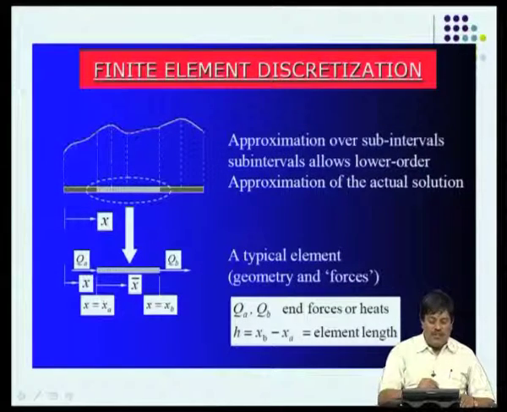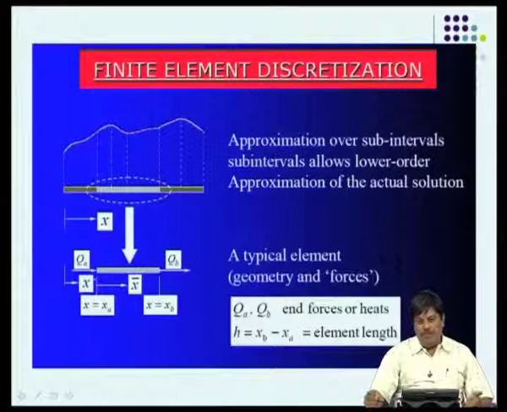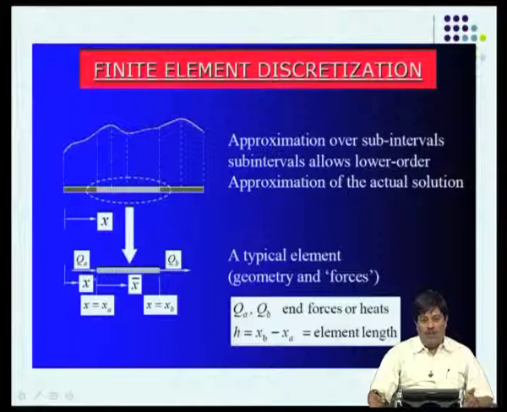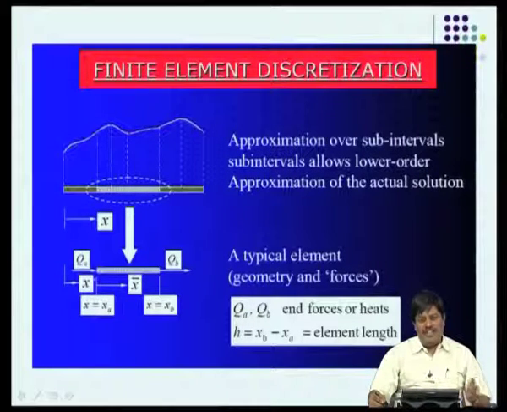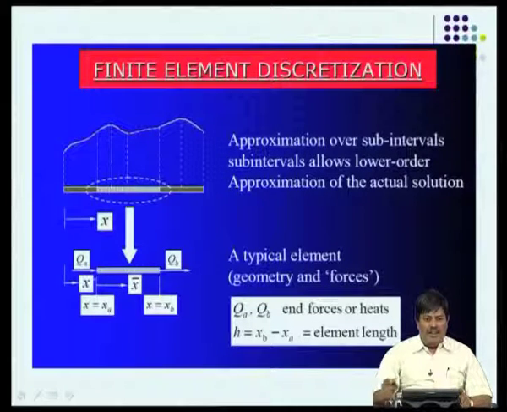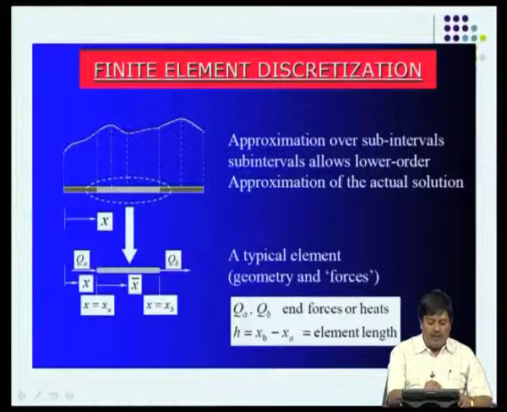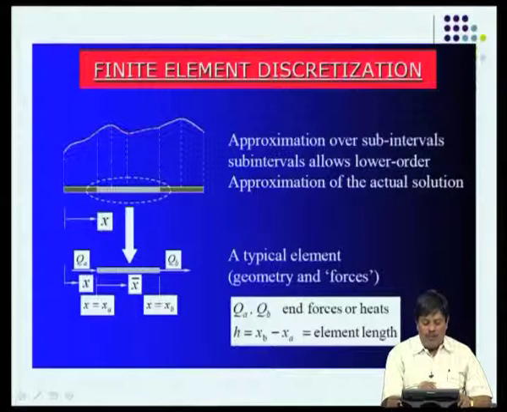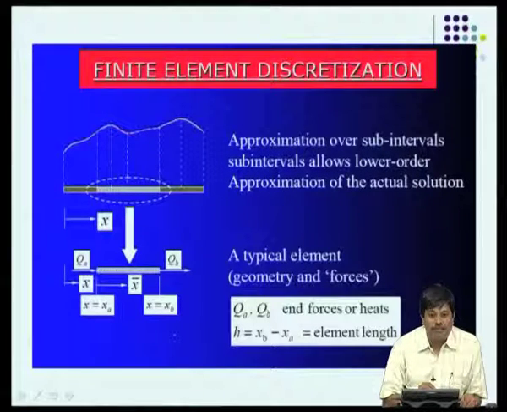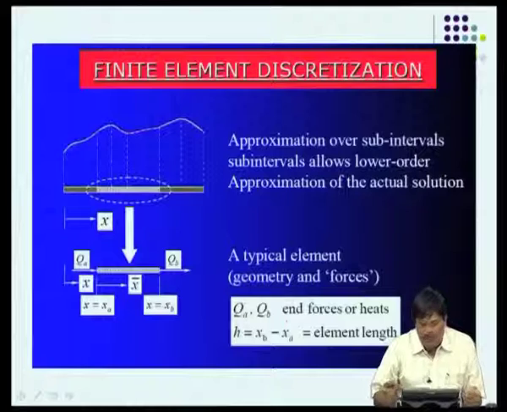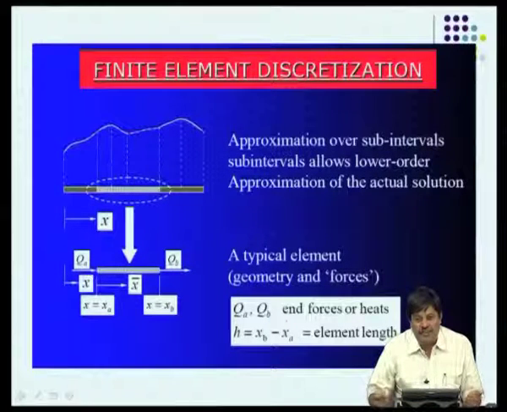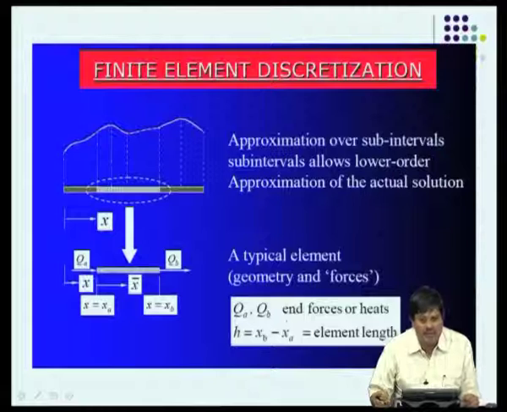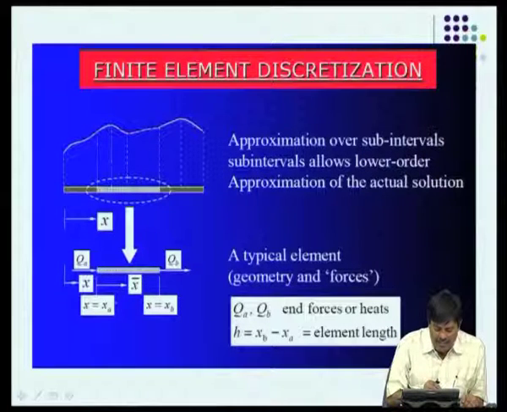So, a typical element is shown here. A typical element will have the dependent variable, it can be u, displacements or the temperature etc., as the case may be, and it is subjected to boundary fluxes which are called Q naught, QA and QB at the two ends, at x equal to XA and x equal to XB. These are called the end forces or the heat, as the case may be, if it is a structural mechanics or heat transfer problem, and the domain length h is basically XB minus XA, which is the length of the element.